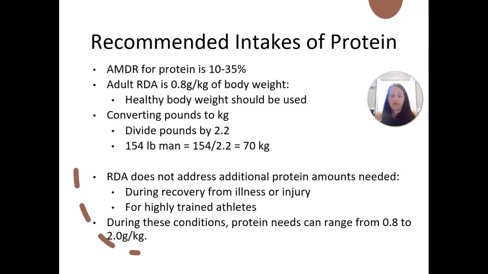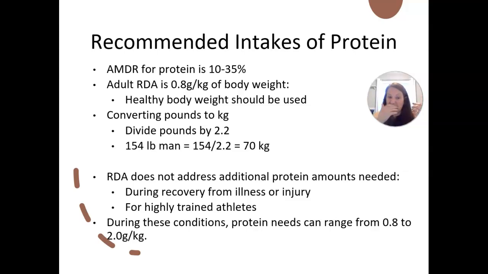Okay, so how do we calculate protein needs? So first off, the AMDR for protein is between 10 and 35%. So you want to be in that range. You don't want to have under 10% of your calories coming from proteins, and you don't want to have over 35% of your calories from proteins. But this is a pretty big range. So how do we know exactly how much protein we need?